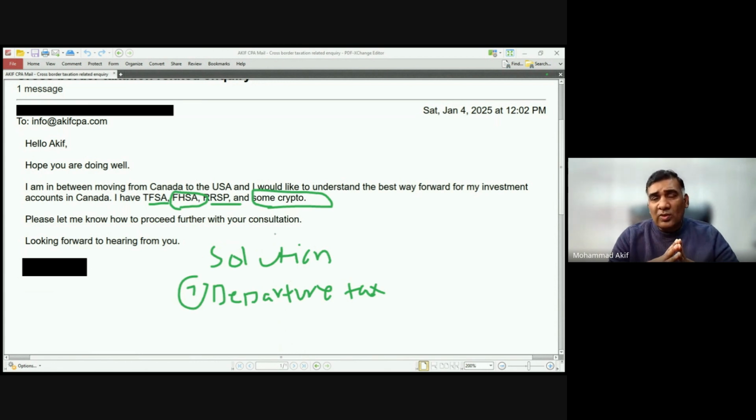What happens on the US side? That's another issue too, right? You can move with all these investments and retirement accounts, but what happens on the US side? On the US side, the TFSA is a no for a US person, because when you start living in the United States, you become a US person because of the residency. You're meeting tax residency rules.